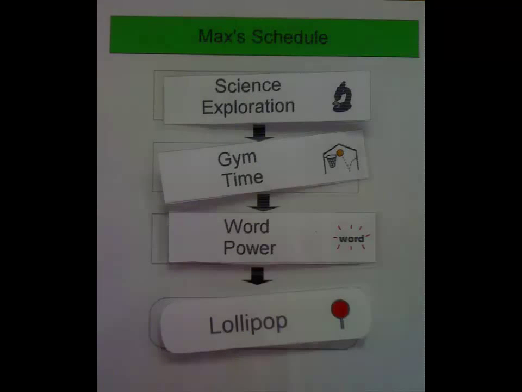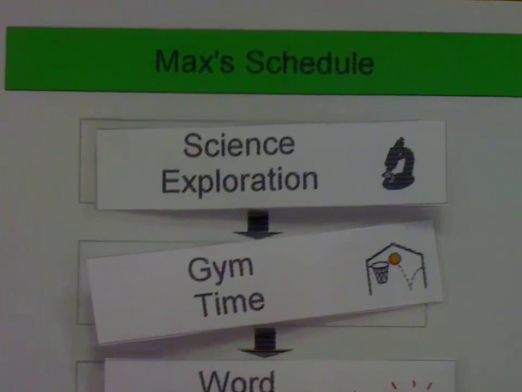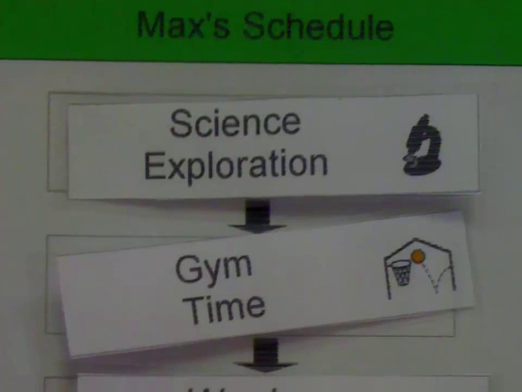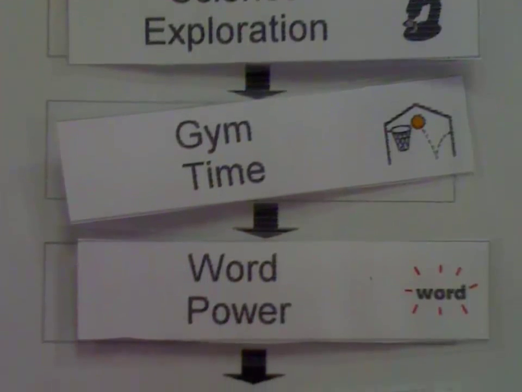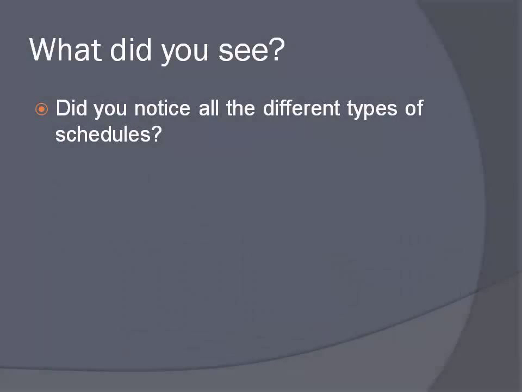This is an example of a shorter schedule or a mini schedule. You will also notice that it uses both icons and written words. This student must do 3 activities, then they'll receive a lollipop. So what did you see? Hopefully you noticed the different types of schedules and how they can be set up. Some schedules were shorter and some schedules were longer, but all of them provided information about where to go or what to do.